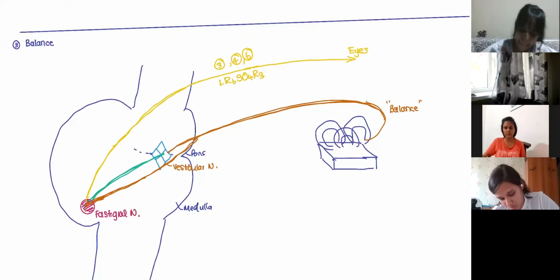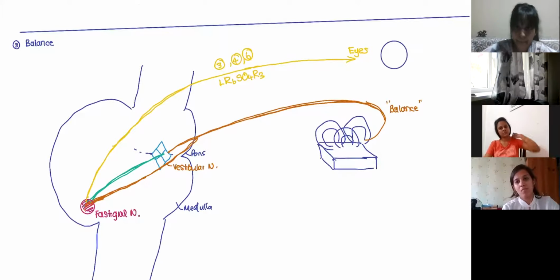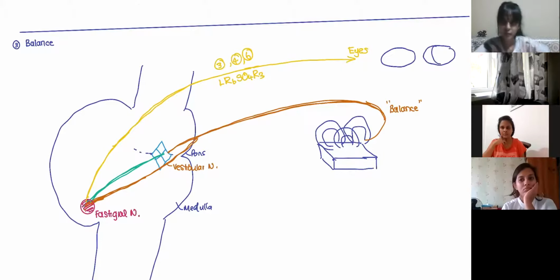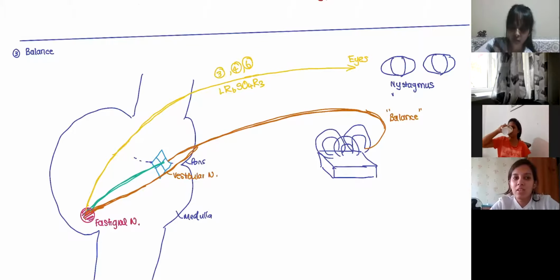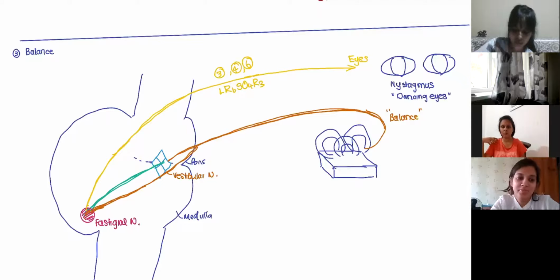Now, this is why I said just write these two together, because when there's damage to the cerebellum, we get a condition called nystagmus. Can someone define what nystagmus is? There's a very simple way you can call it. It's called dancing eyes. Nystagmus means the eye is dancing like this.